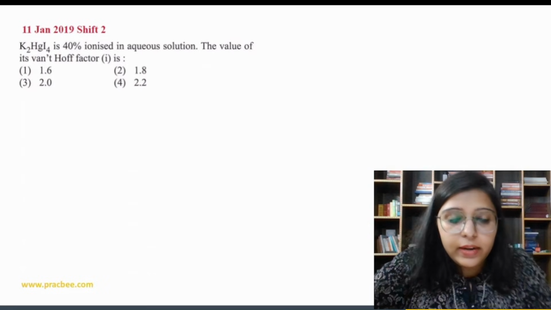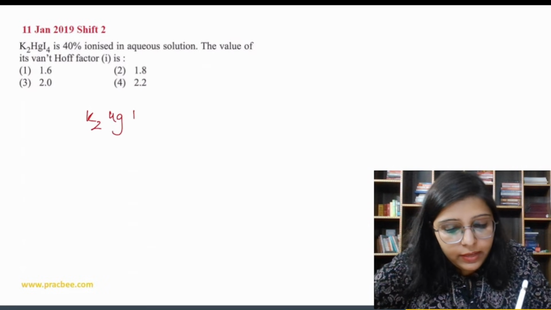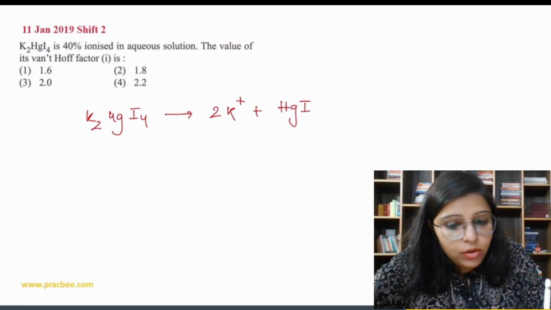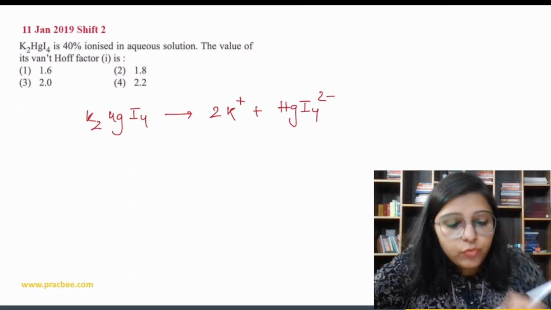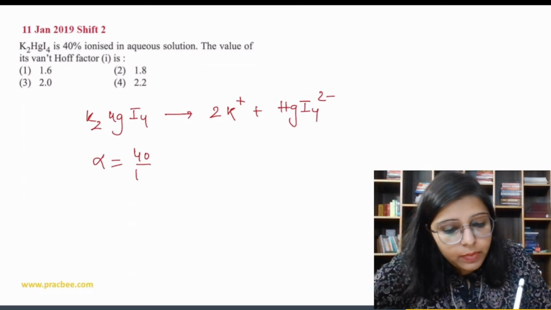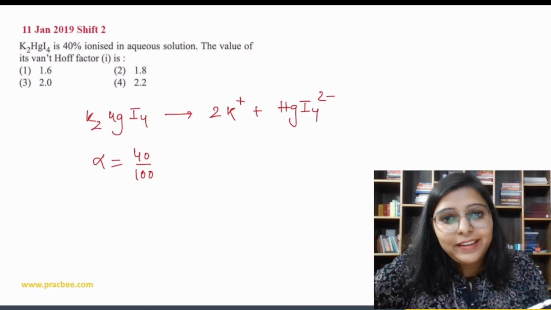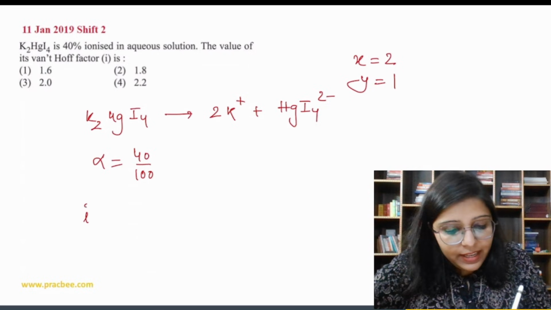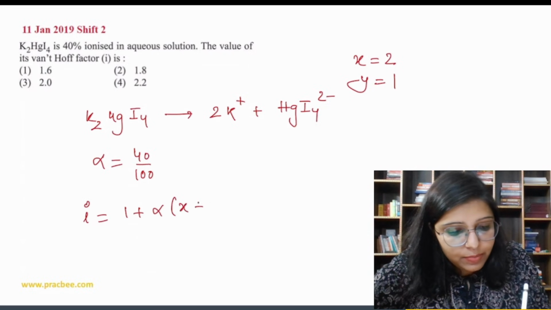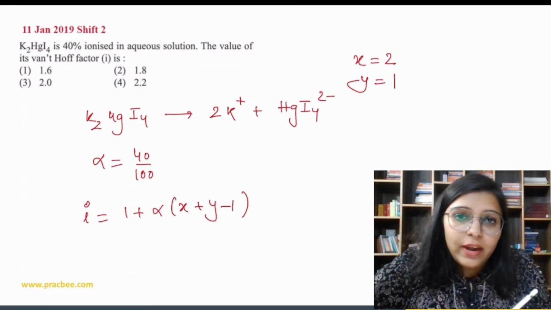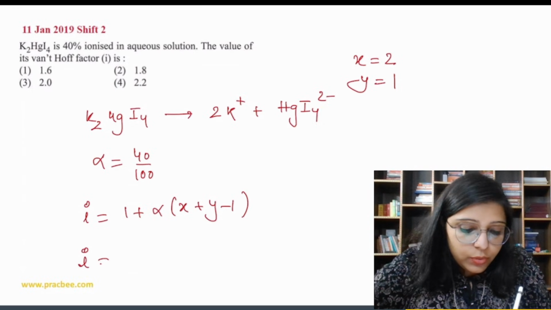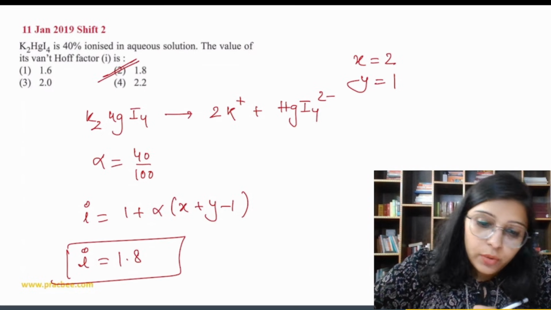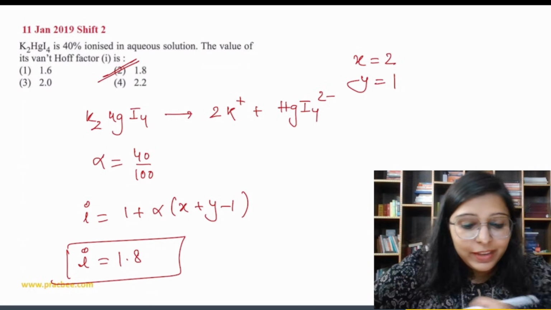K2HgI4 is 40% ionized. So K2HgI4 dissociates into 2K plus and HgI4 2 minus. 40% ionized means alpha is 40 by 100. So value of van't Hoff factor, x's value is 2, y's value is 1. So i is equal to 1 plus alpha (x plus y minus 1). Just you have to solve, and when you solve, you get i equal to 1.8. Option number 2 is the correct answer. Okay, just try at home.